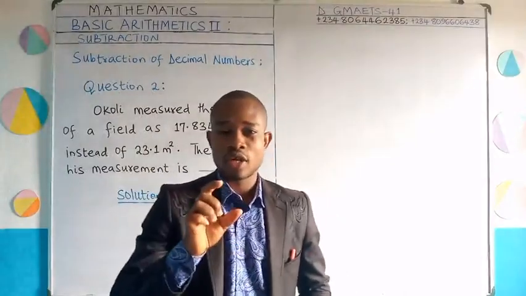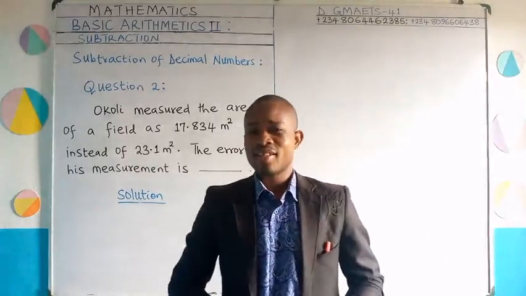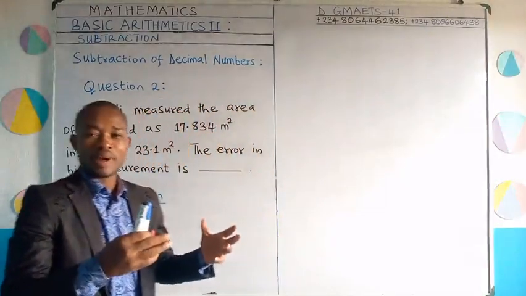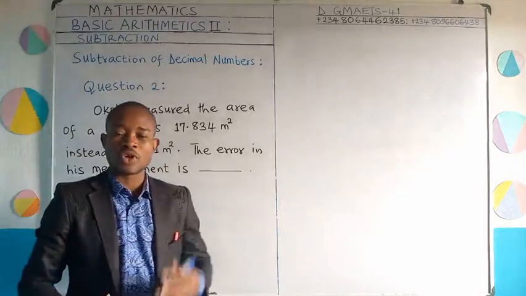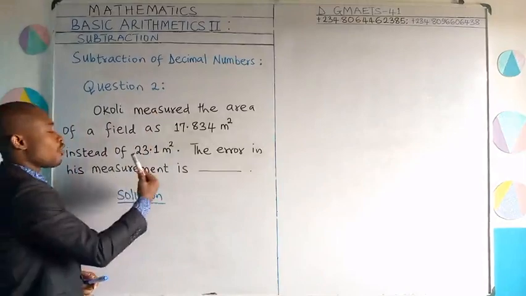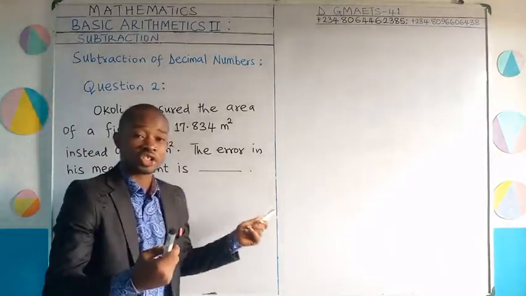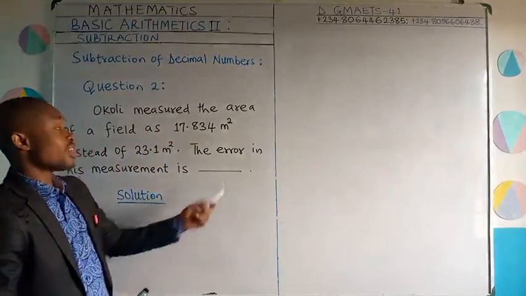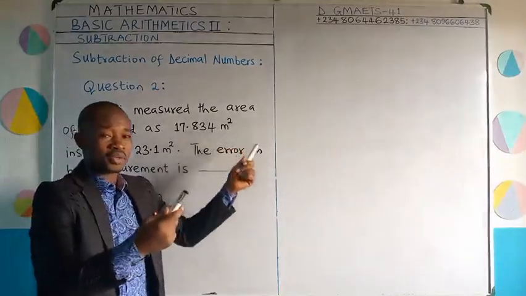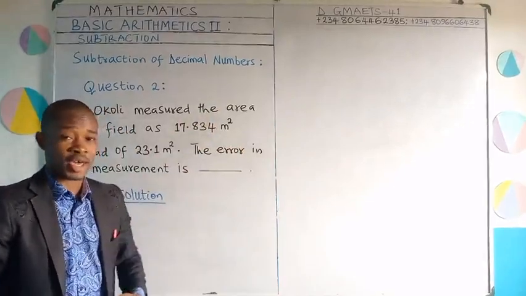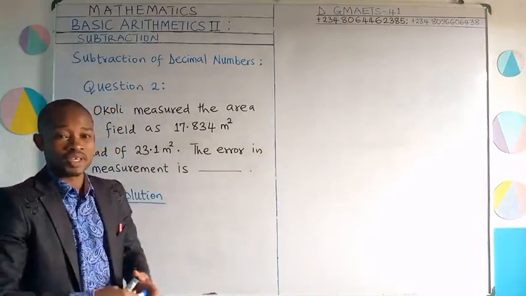We now want to solve question number 2, the last one for subtraction of decimal numbers. It's about a field, are you getting me right? Okoli measured the area of a field as 17.834 square meter instead of 23.1 square meter. The error in his measurement is dash. Now, I read this as square meter. Someone may choose to read it as meter square. Still okay. I prefer reading it as square meter, okay? That is the unit of area. Area is measured in square meter.